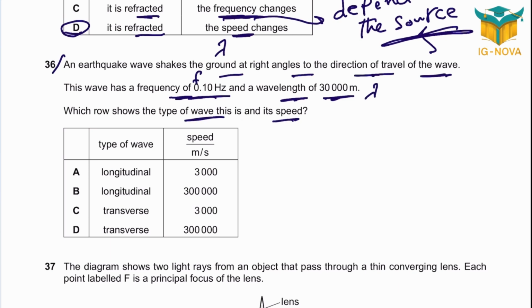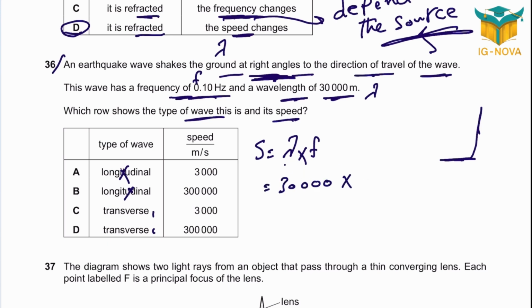C. For the type of the wave, if it's vertical, it will be longitudinal. But if it makes a right angle, it's a transverse wave, not longitudinal in this case. And for speed, we know that speed is lambda times f, wavelength times the frequency. So wavelength is 30,000, frequency 0.10, the answer must be 3,000 meters per second, which is option C.